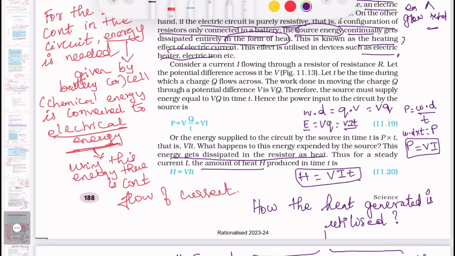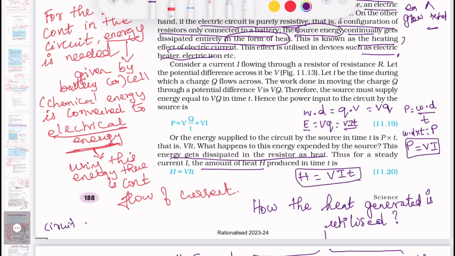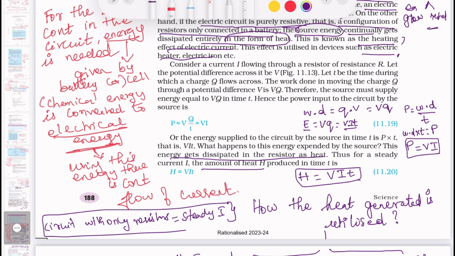In an electrical device like an electrical iron or electrical heater, we know that the circuit has only resistors in it. A circuit with only resistors gives you steady current. Because of the steady current, the heat produced is H is equal to VIT. So you have to write an answer till this for heating effect of electric current.